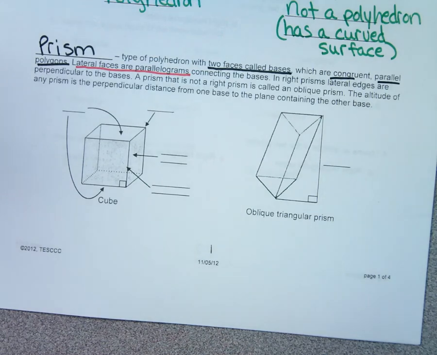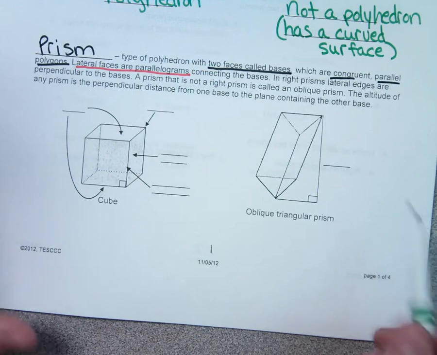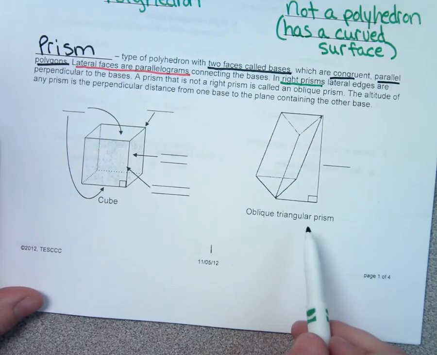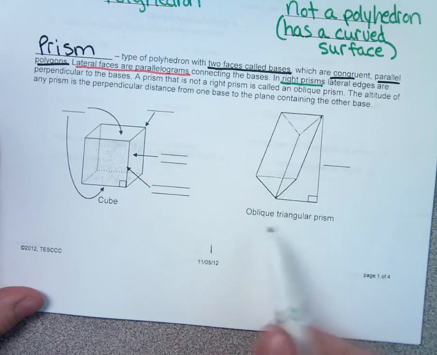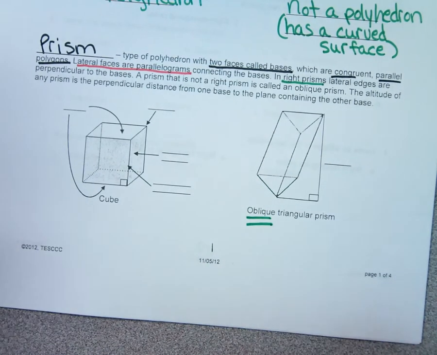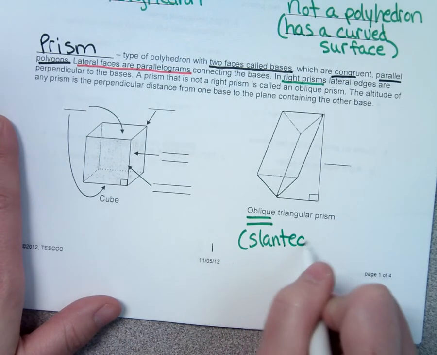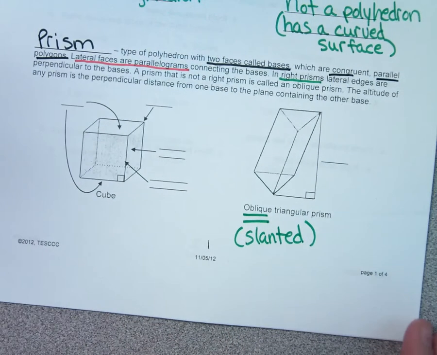And then this one is considered to be a right prism because this is a right angle, whereas over here, this doesn't make a right angle, so it's called oblique. Oblique is like if it's slanted. So I'm just going to put slanted down here to help you with the word oblique. So oblique is if it's kind of slanted, it's not really standing upright.